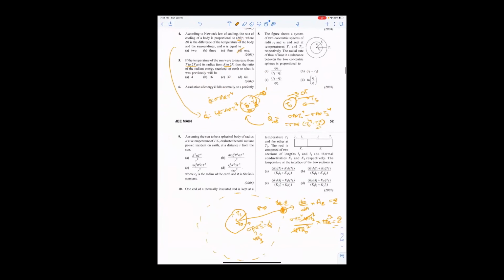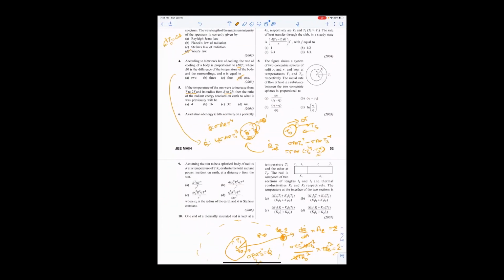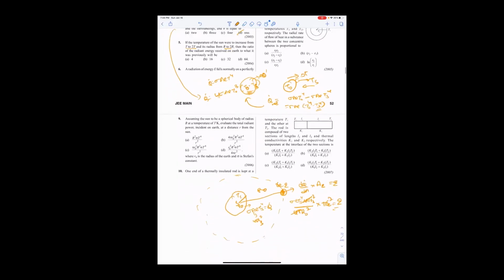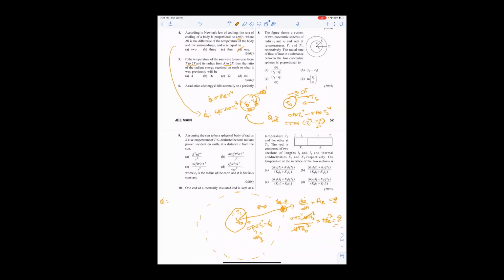So now the question is: the temperature of the sun increases from T to 2T and the radius from R to 2R; find the ratio of radiant energy received on Earth. It just depends on the sun, the rest all remains the same. So what is Q dot? In the first case, sigma, the area is 4 pi R square, into E, T power 4. In the second case, Q dash is sigma into E into 4 pi into R becoming 2R, so it is 4R square, and T becomes 2T, giving 16T power 4. So it is 64 times Q naught. Am I right? It is 64 times Q naught.